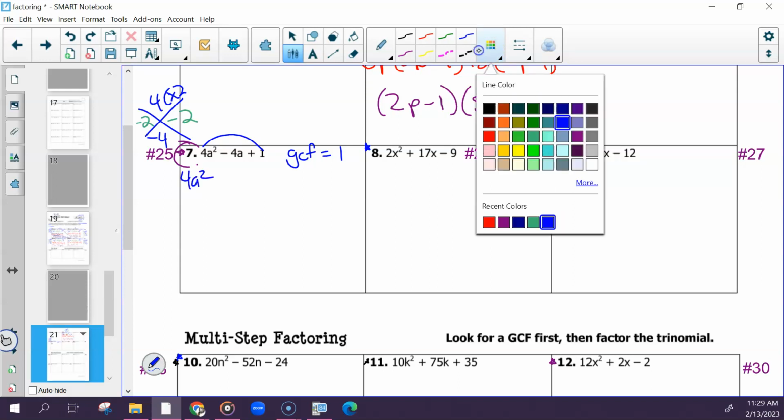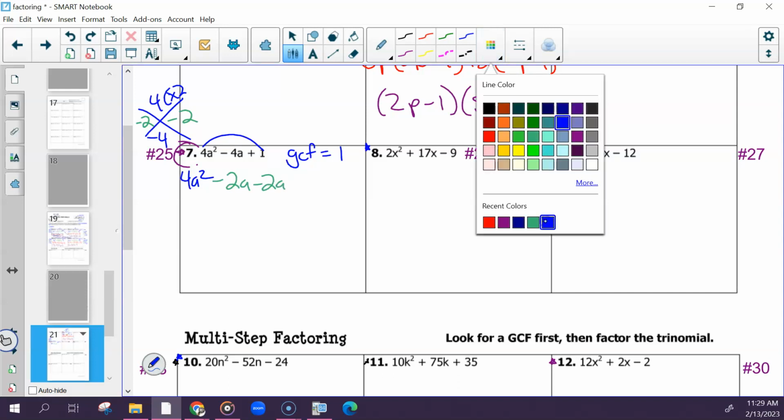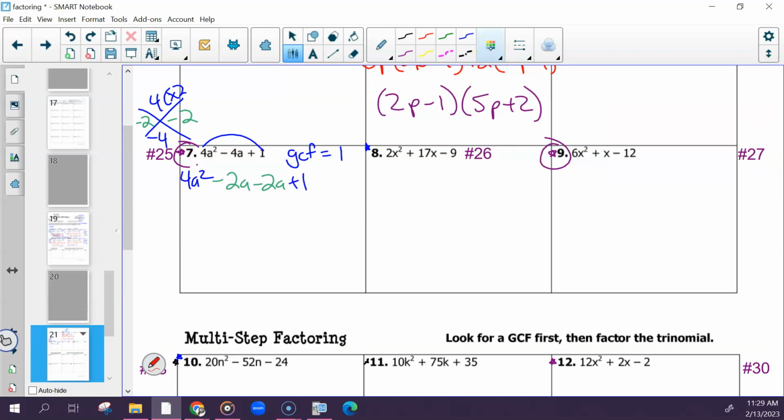So let's rewrite. 4a squared minus 2a minus 2a plus 1. Split it down the middle. What do those first two have in common? 2a. We divide those first two by 2a. What's left? 2a minus 1.